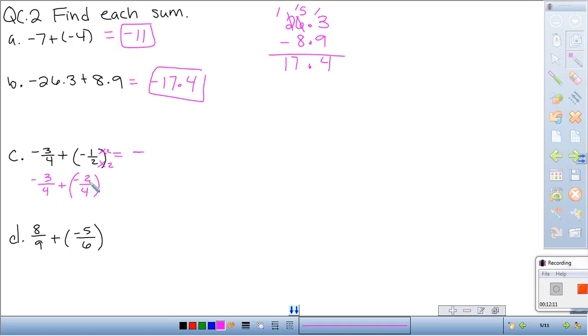Negative 3/4 plus negative 2/4. They have the same signs, so add them together. 3 plus 2 is 5 over. Keep your denominator the same. And then we want to change it to a mixed number, so it's still negative. 4 goes into 5 one time with 1 left over.